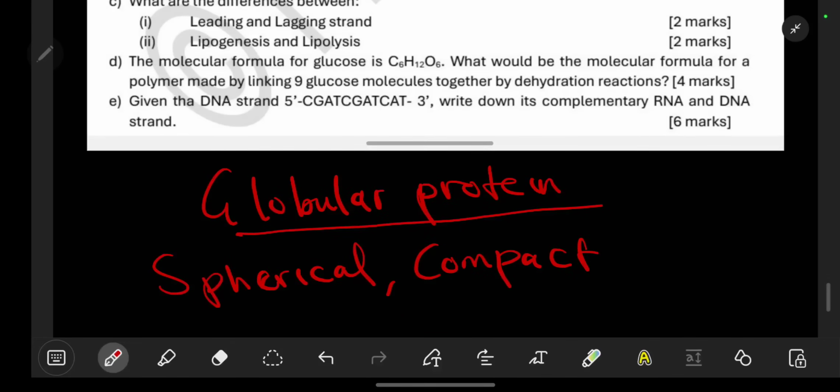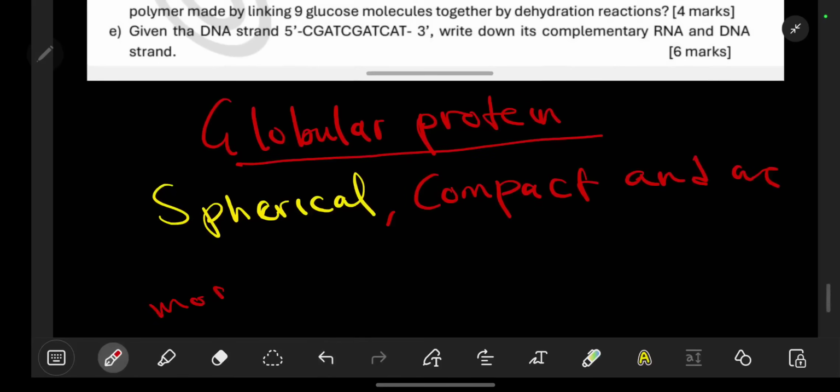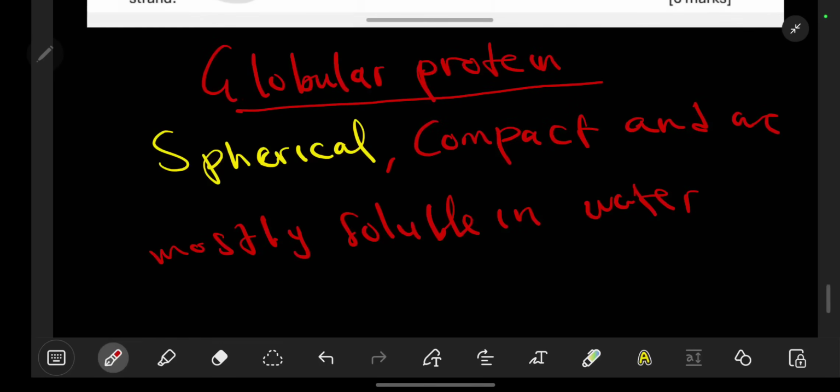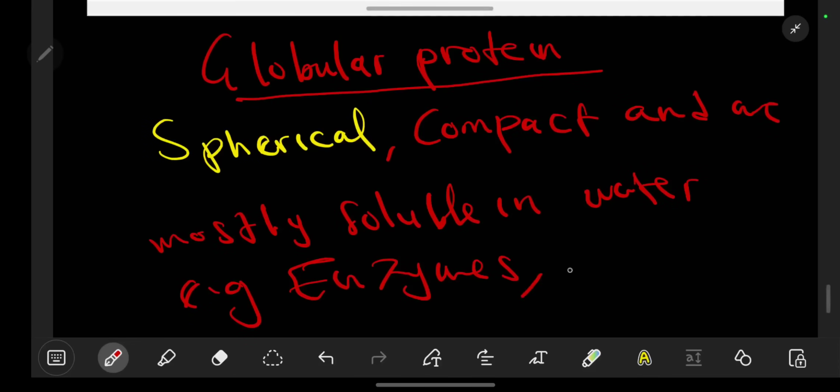Then you can add an example. Most of them are mostly soluble in water. So this is the description. The example that we might have is enzymes. We might have hormones such as insulin, among other things.